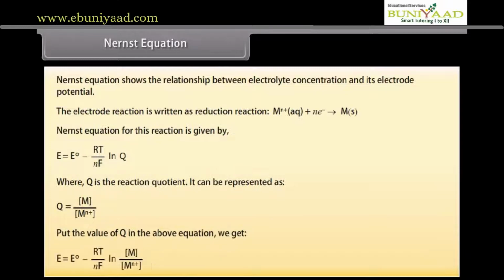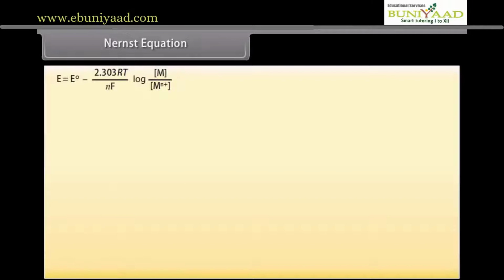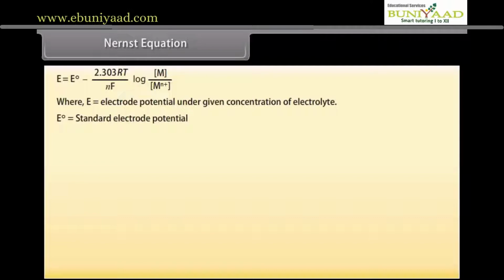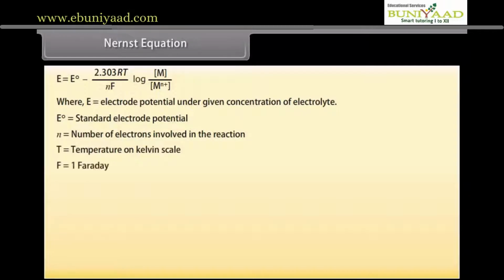We get E is equal to E naught minus 2.303 RT upon nF log M upon M-ion, where E is equal to electrode potential under given concentration of electrolyte, E naught is equal to standard electrode potential, n is equal to number of electrons involved in the reaction, T is equal to temperature on Kelvin scale, F is equal to 1 Faraday, R is equal to gas constant.